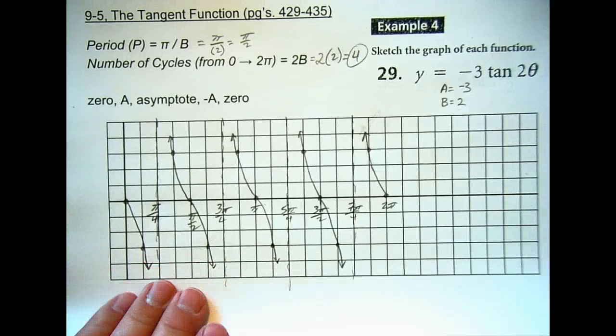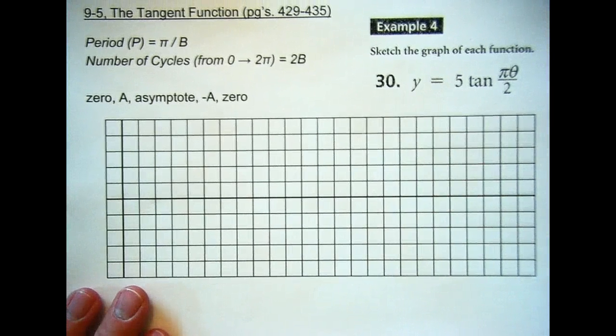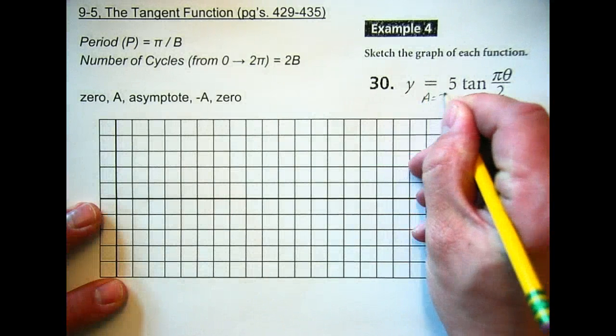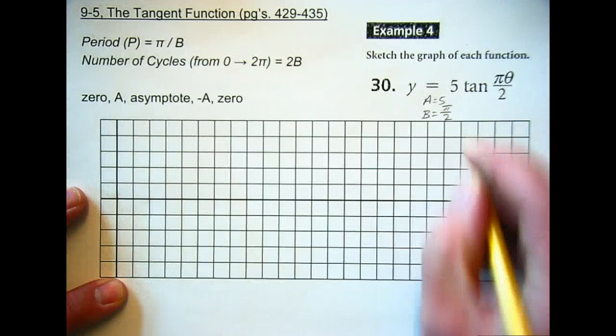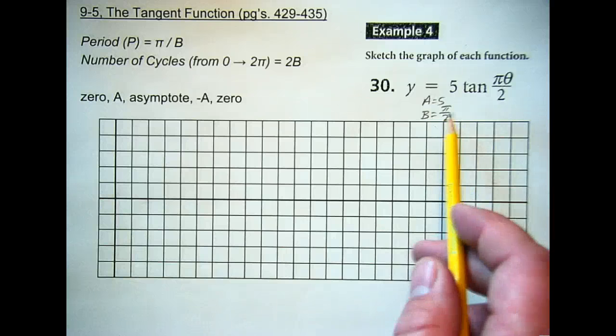All right, let's give number 30 a shot. Everyone tell your neighbor what the scale is going to look like for number 30. We know A equals 5. B equals what? Pi over 2. The scale is going to be missing what value? It's going to be missing pi. It's going to go up by units because pi appears in B.